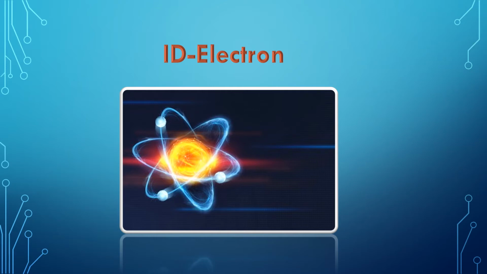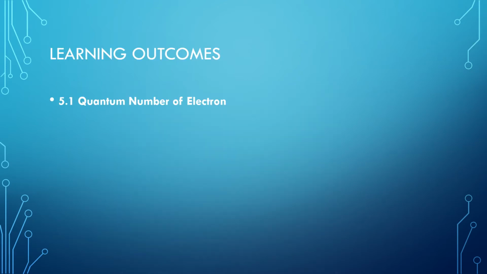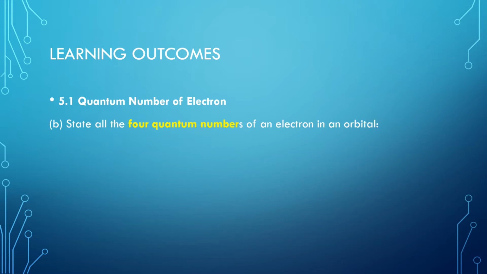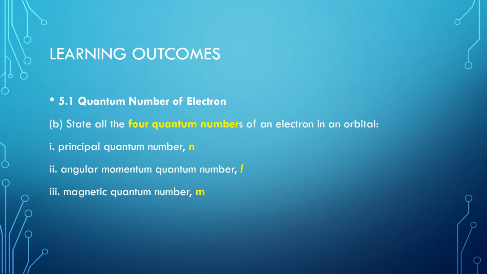Learning Outcomes 5.1 Quantum Number of Electron. State all the four quantum numbers of an electron in an orbital: principal quantum number n, angular momentum quantum number l, magnetic quantum number m, electron spin quantum number s.